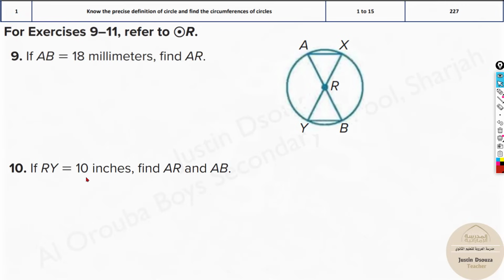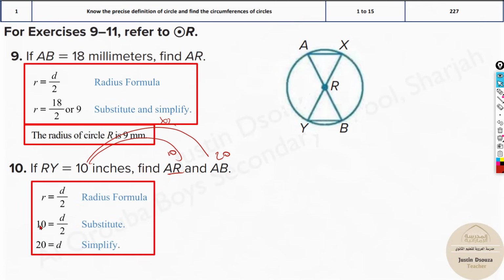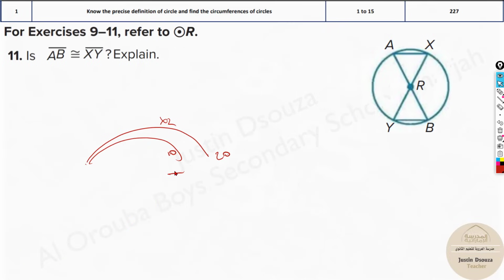If AR is equal to 10 inches, they have told AR, this one, the radius. What is AR and AB? The first one over here, AR is the radius, they both are equal, so it will be 10. What about this? This is the radius, the diameter will be multiplied by 2. So it will be 20 here. That's how we solve it up. And these are the answers. Here AB is 20, but you should also find AR, which is 10.